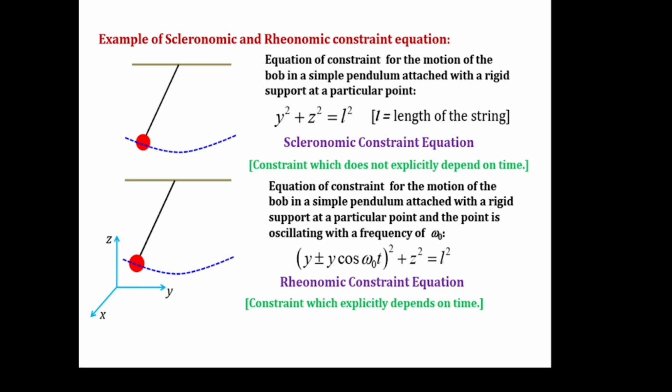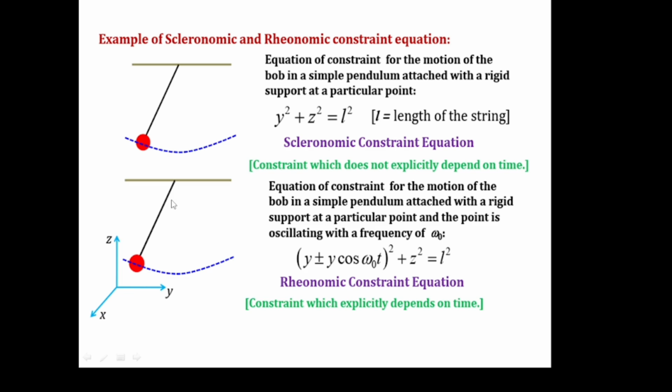Now we will discuss the examples of scleronomic and rheonomic constraints. So first, we have already discussed that suppose a simple pendulum is attached to a rigid support, and it is attached with a string of length L, and it is moving in the YZ plane. So y square plus z square is equal to L square.